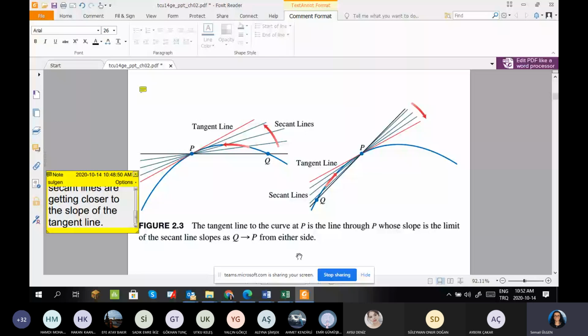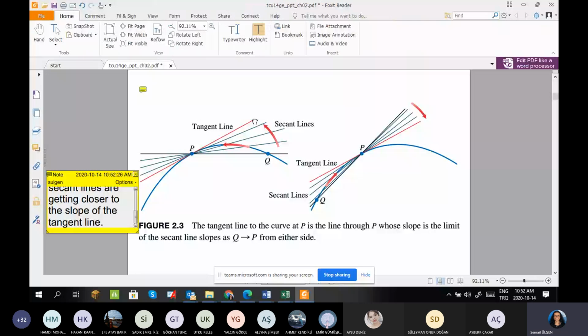So the slopes that you find for the secants, look at those values and where they approach, and they will approach the slope of the tangent line, nothing else, not another value. They are going to get very close to the slope of the tangent line.